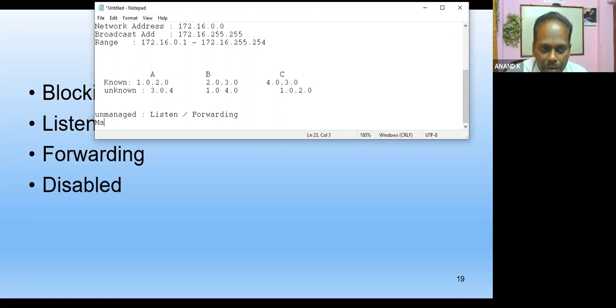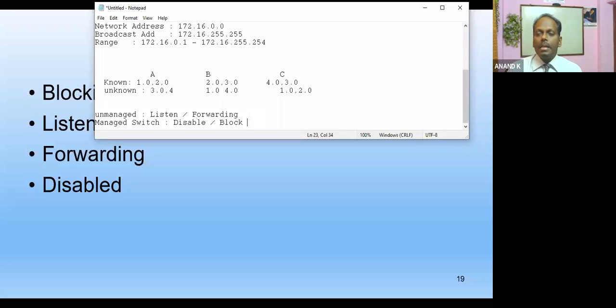But when you talk about a managed switch, it also functions in layer 2 only. There is no speciality. Layer 2 is the access layer. But the extra capability is that it has more features where you can log in to the switch. It has an operating system where you can manage the switch ports. You can disable the switch port or you can even block the switch port.